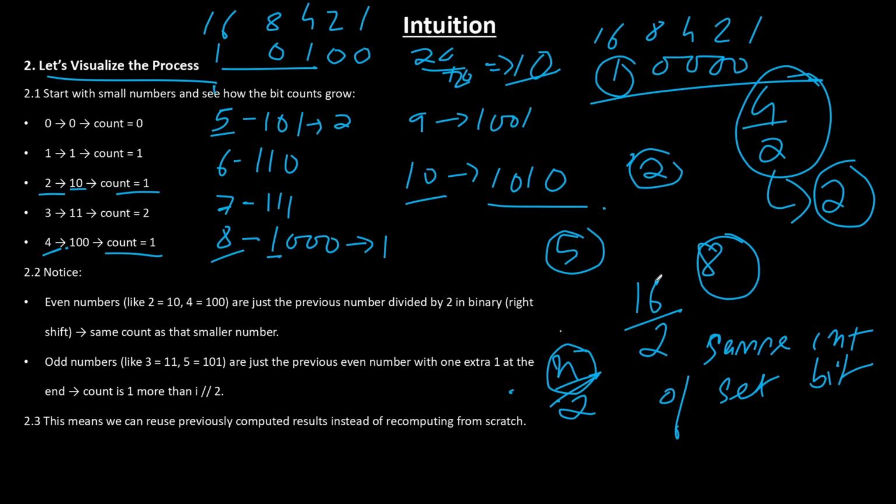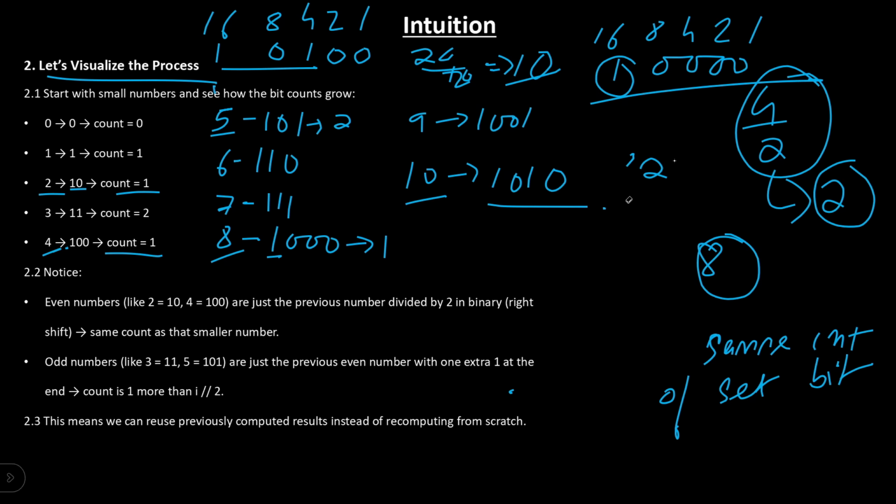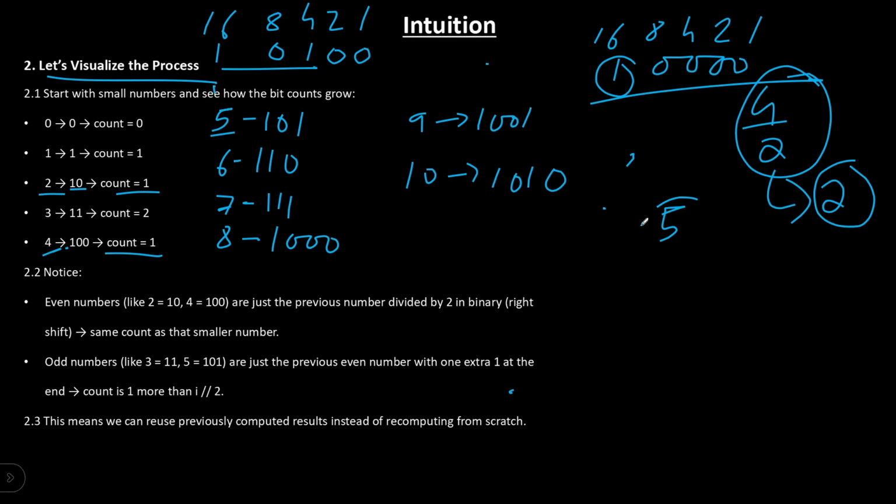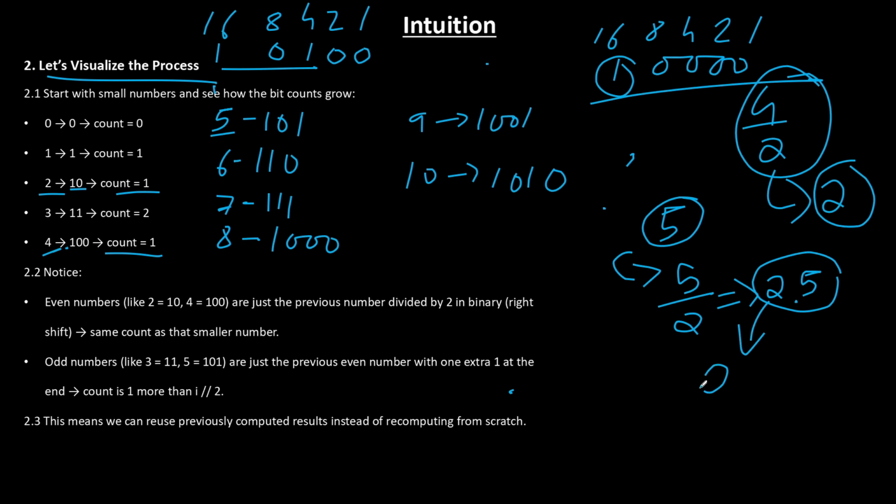Let's understand the odd numbers now. Till now we have just seen the even numbers. Let's take 5. When 5 is divided by 2, what do we get? We get 2.5, which does not make sense, so it will be rounded down to 2. But the count of ones in 5 is 2, and the count of ones in 2 is 1.